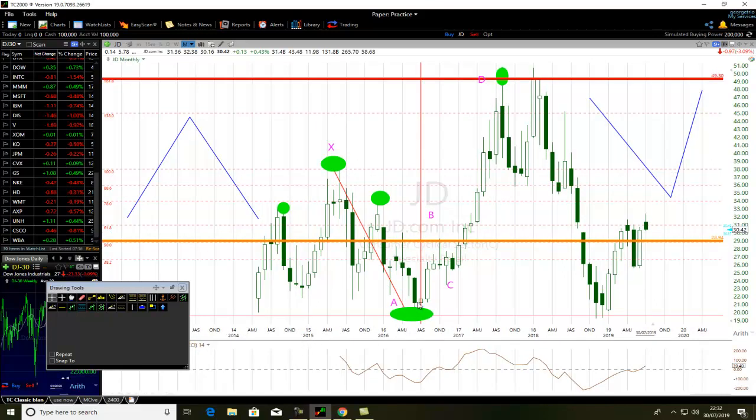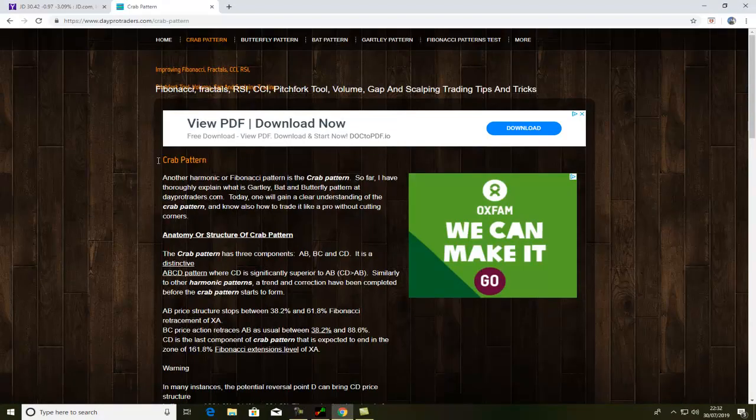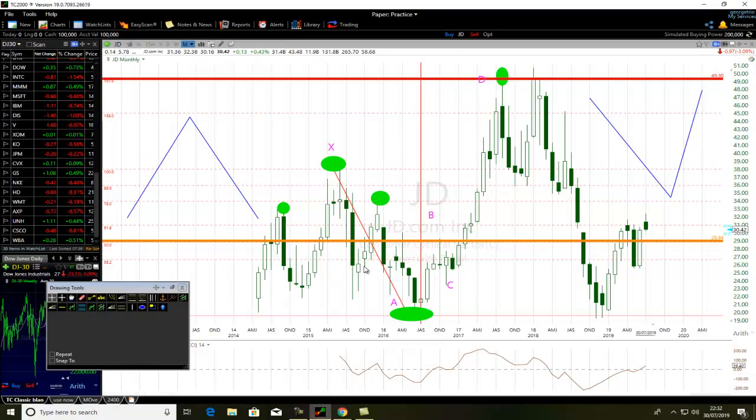So now you see the price start going up. This is point A. Price starts going up, goes to point B, comes down to point C, and now we are at point D. If you don't know what a crab pattern is, I'll show you that web page before we start so you can learn it from there. I don't want to waste traders' time, okay?